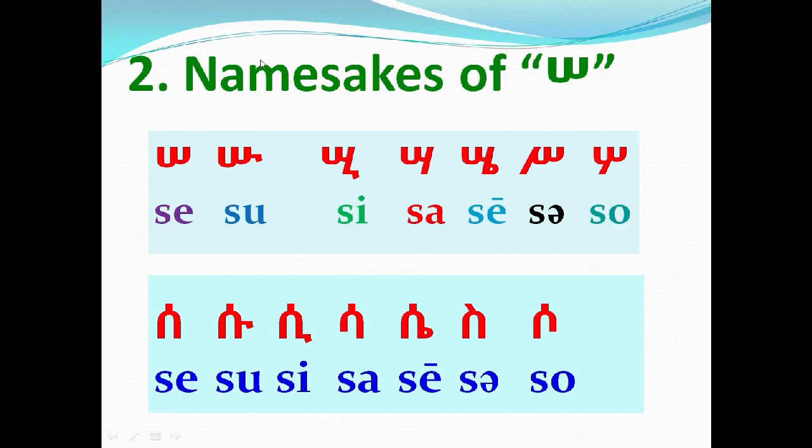And the second namesake is Sa, and my friend is going to read for you now. Sa, Su, Si, Sa, Se, Se, So. Another says Sa, Su, Si, Sa, Se, Se, So.